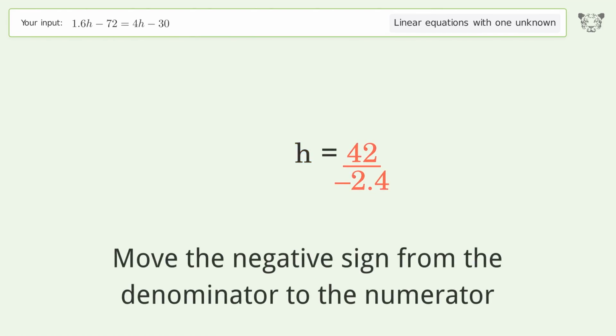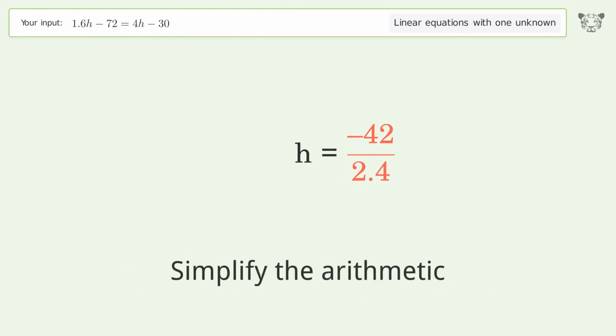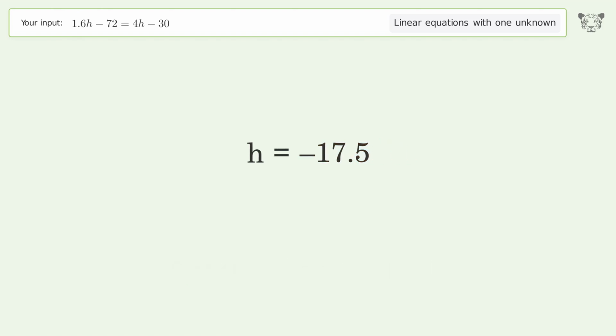Move the negative sign from the denominator to the numerator. Simplify the arithmetic. And so the final result is h equals -17.5.